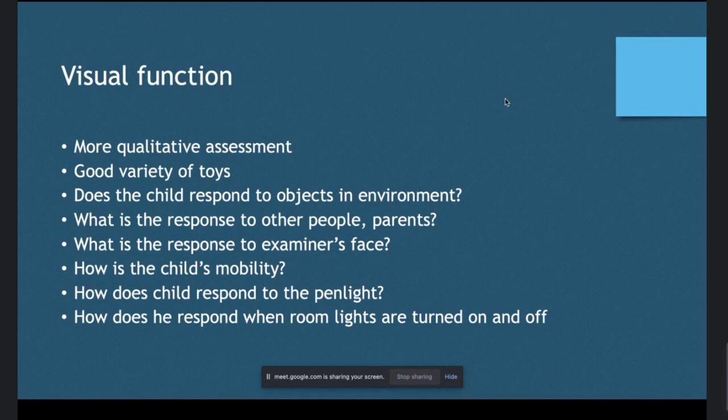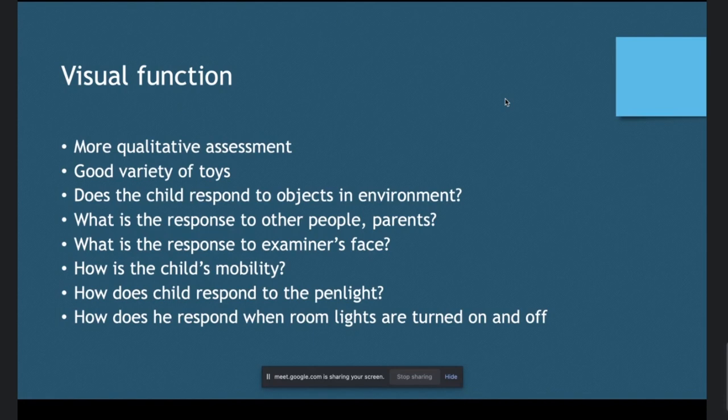What is the response to the examiner's face? How's the child's mobility? And is the child closing the eyes to the pen light? The child is scared when the room lights are turned off. All these things you have to observe in small kids who have nystagmus, because this qualitative vision assessment is very, very, very important.